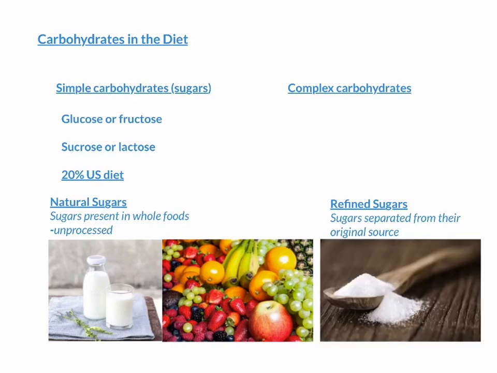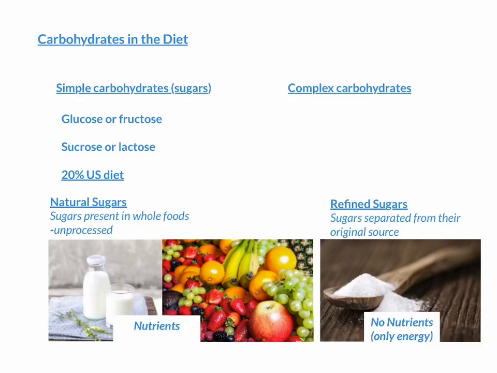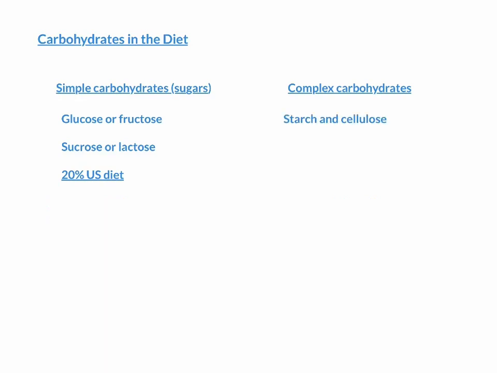Chemically, these two types of sugars are identical to one another. The difference between the two is the amount of nutrients that accompany the natural sugars that are absent with refined sugars. For example, a tablespoon of table sugar has the same amount of sugar as a small orange, but the orange also has vitamin C, potassium, calcium, and fiber. This is why it's a good idea to get your simple carbohydrate energy from whole food sources that contain the vitamins and minerals instead of refined sugars.